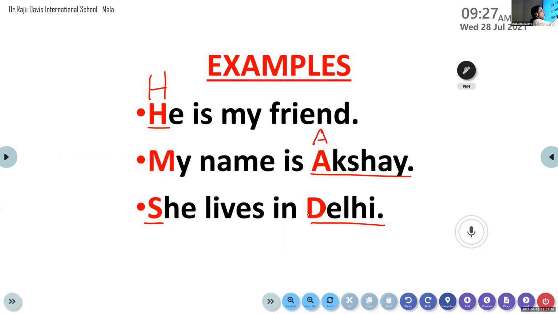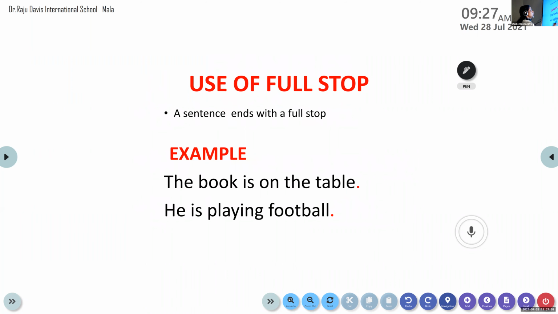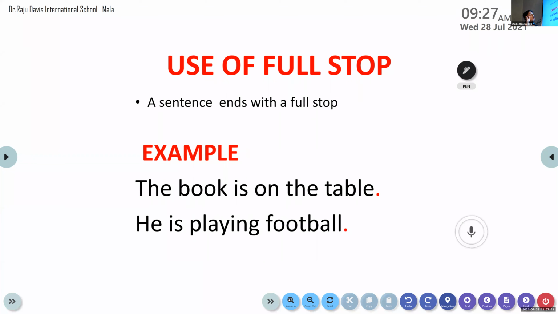Yes, so names of people and names of places should be written in capital letter. Don't forget, not only when we begin a sentence, but also when we find the names of people and names of places, it should be written in capital letter. Now let's move on to the next thing. So it's all about the full stop. Use of full stop. A sentence ends with a full stop. When we start something, it needs an end. So in order to show that the sentence is over, we have to place a dot.